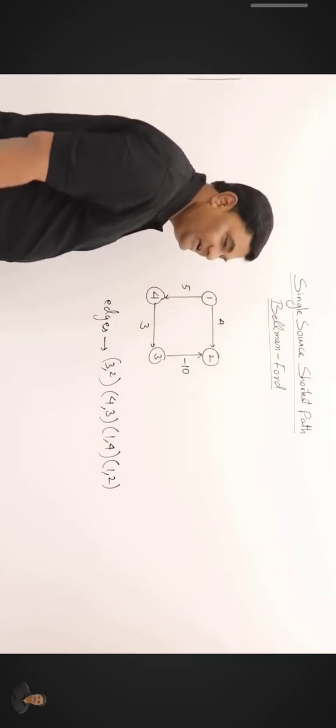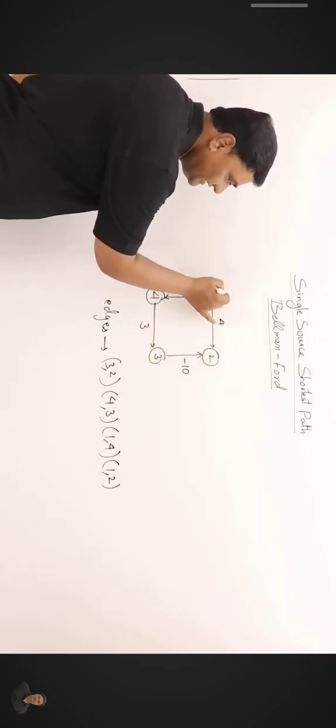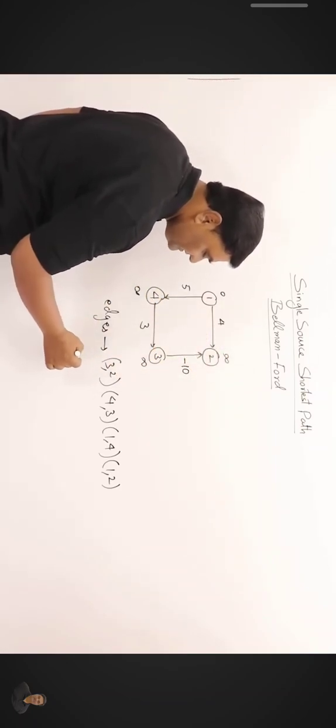Just to make you feel how the relaxation is done, I have taken the vertices in reverse. I should have started from vertex 1. Now let's solve this. My source vertex is 0, and mark all of them as infinity. How many times should I relax? There are 4 vertices, so I should relax 4 minus 1, that is 3 times.